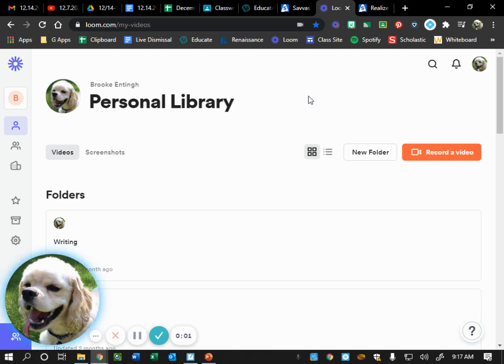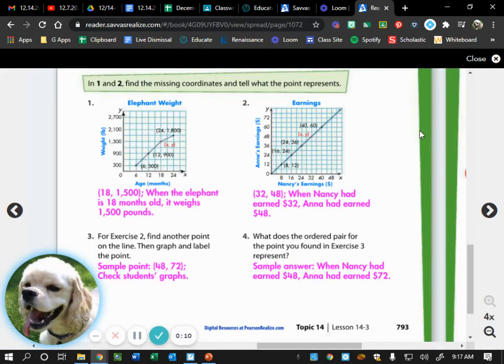All right, we are open to page 793 and 794 in our math workbooks, and we are ready to correct our homework. So we had number 2 through 6, 8, and 10. For number 2, it was similar to what we had done in our notes on Friday. We have some plotted points, and we have one point that we don't know the coordinates for, the ordered pair for. So we are asked for number 2, find the missing coordinates and tell what the point represents.